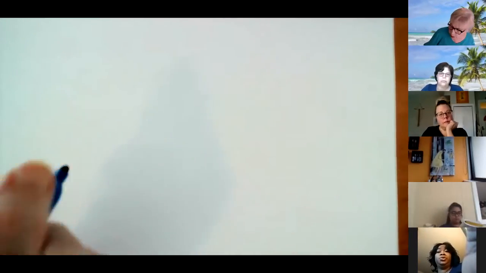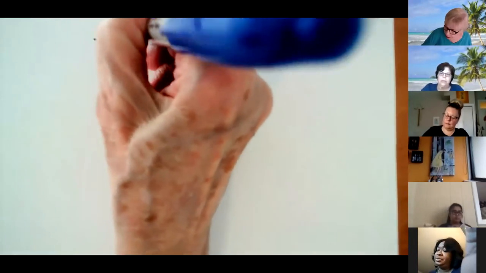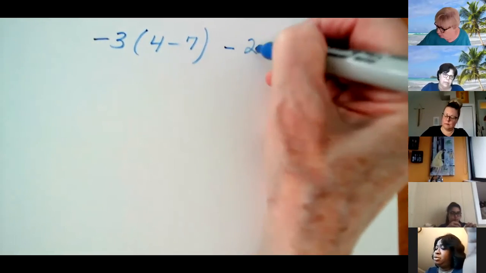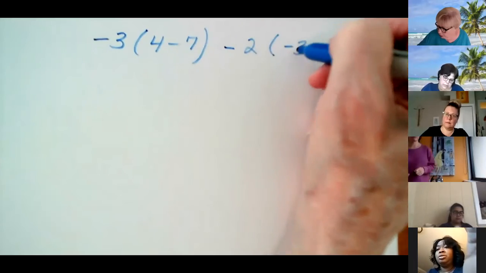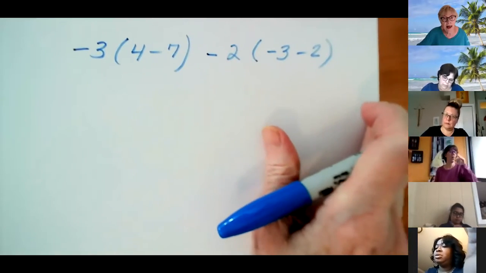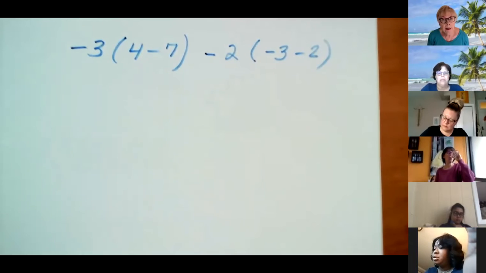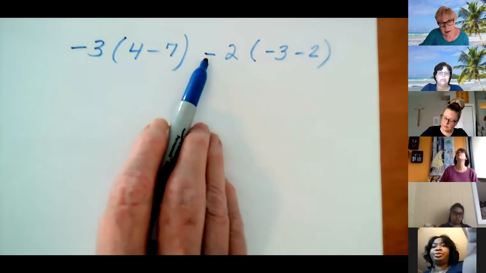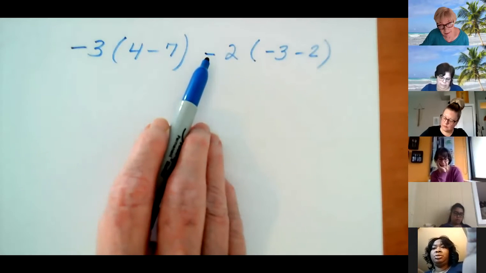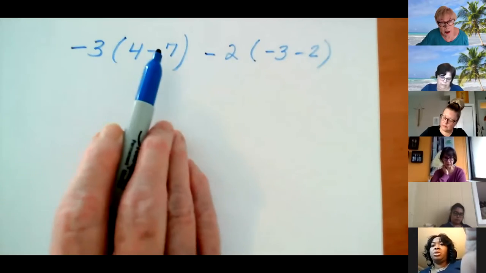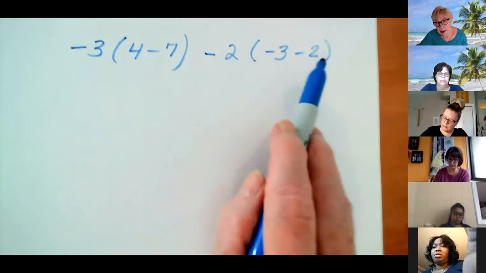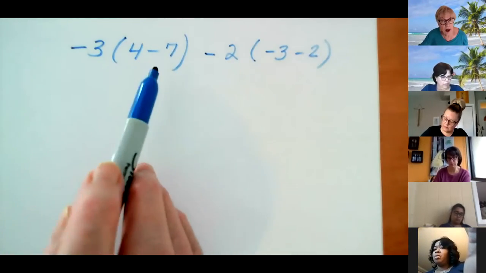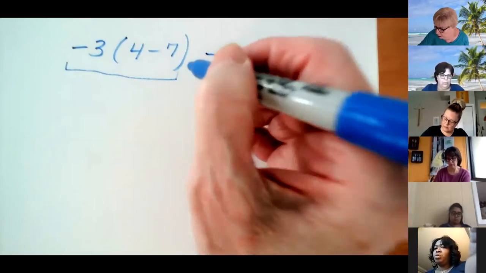I have one more that looks a little bit worse. -3 times 4 minus 7, subtract 2 times -3 minus 2. Okay, that looks a little bit worse to me, but we can do it. This subtract is last. This problem is in 2 parts. This is the front part minus, this is the second part, because this times this is multiply, this times this is multiply. And so that's how I'm seeing this problem.